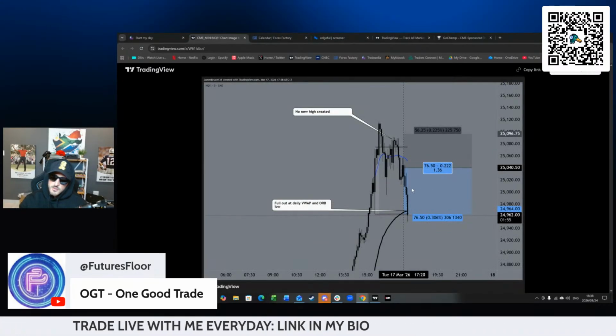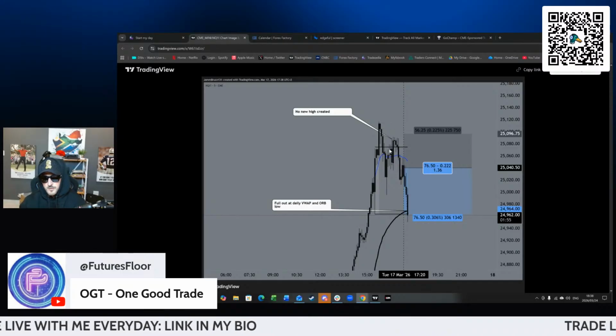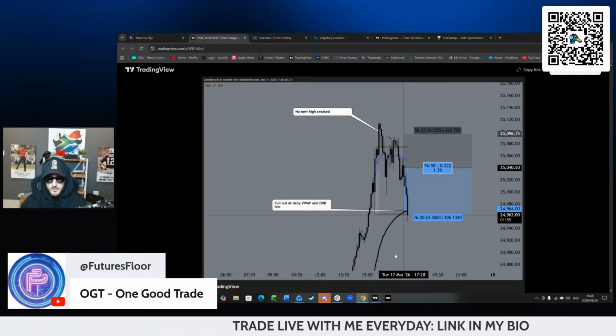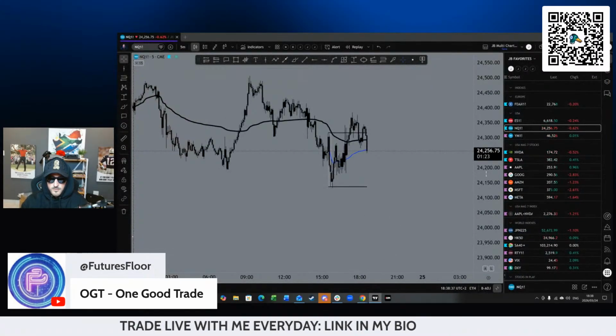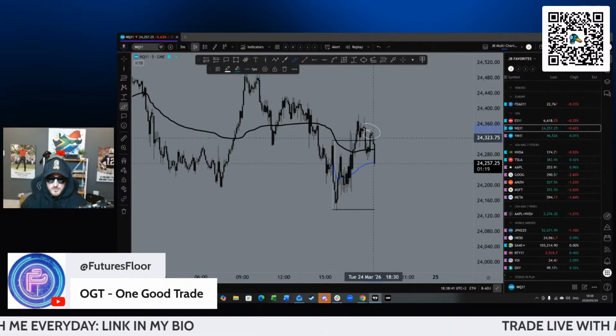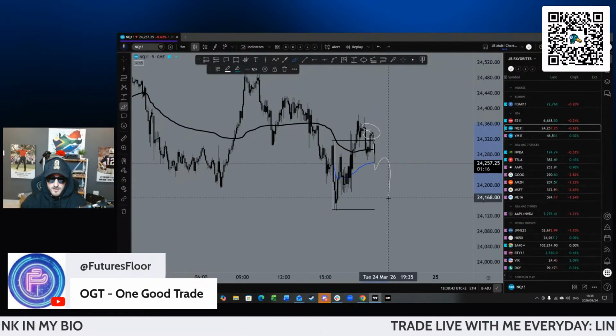Look at this. We move higher pre-market. Look how similar this is to what I did. No new high created. We break New York session VWAP. We get a pullback and I take the short to opening range low. Look what is actually happening right now. No new high created. Break of New York session VWAP, something like that.